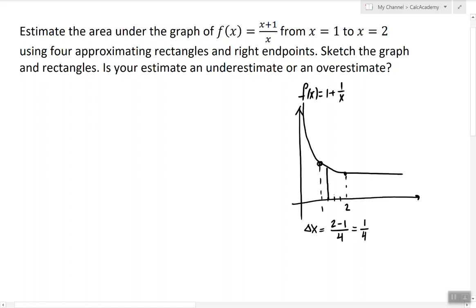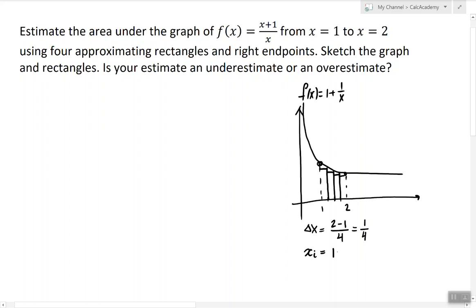So it says to use the right endpoints. If we're using the right endpoints, our rectangles will look something like this. And we can also label the points on the interval according to the formula.